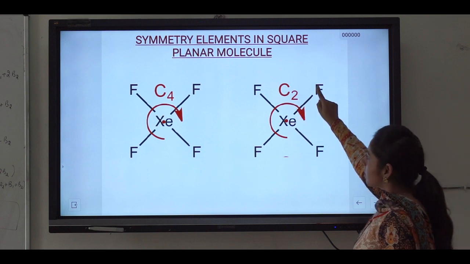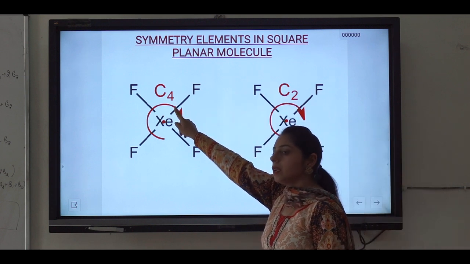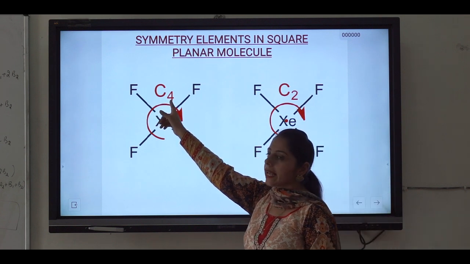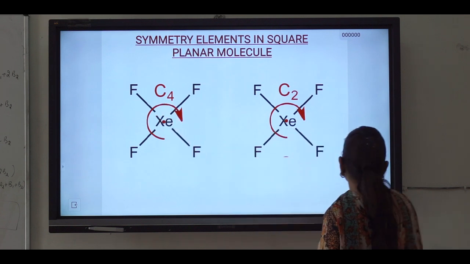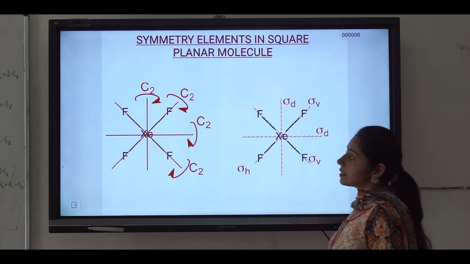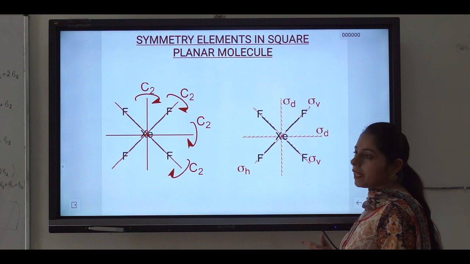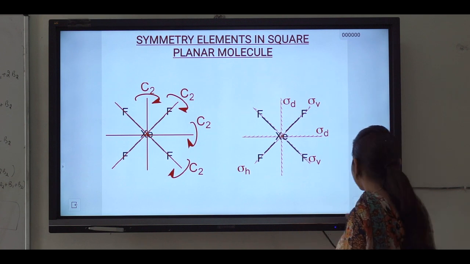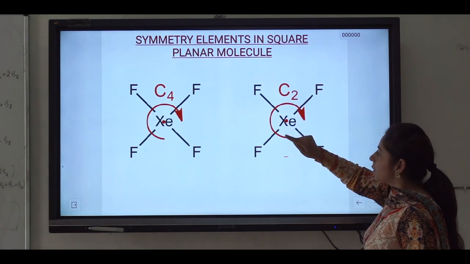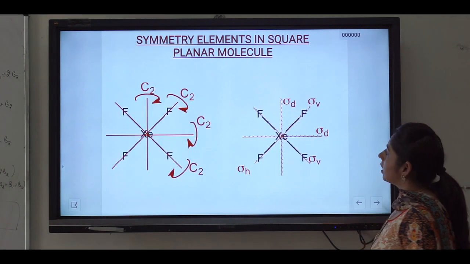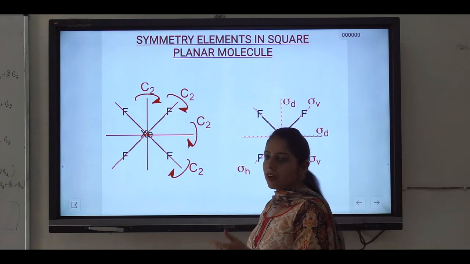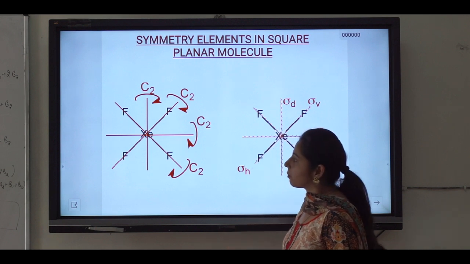So there is a presence of C2 as well as C4, but the principal axis is C4 because here n has the maximum value. In addition to this C2, there are many other C2 axes in xenon F4, the square planar molecule. The difference is that this C2 axis of rotation is perpendicular to the plane of the molecule, whereas these 4 C2 axes are in the plane of the molecule.